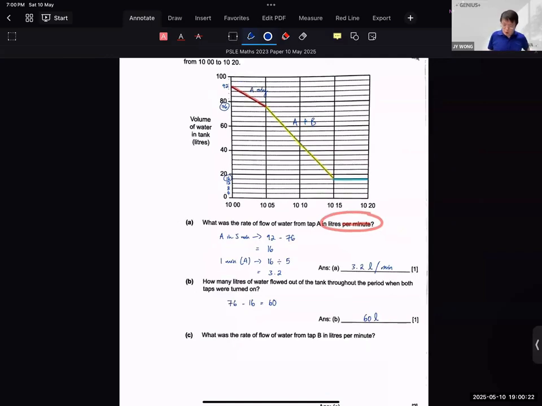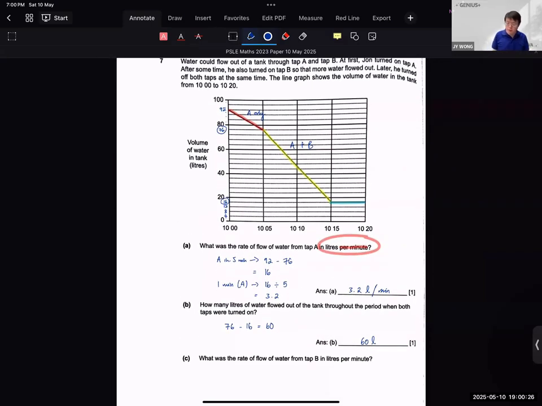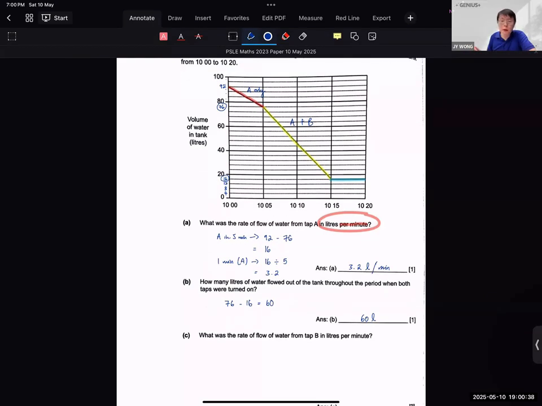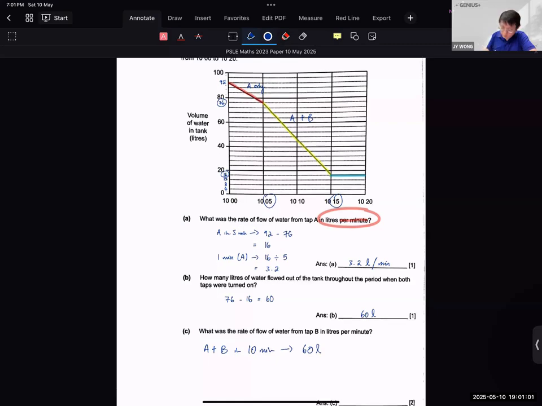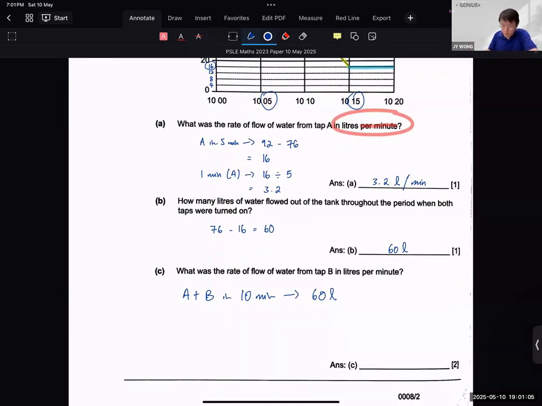Okay. Part C. What was the rate of flow of water from tap B in liters per minute? How to find tap B? We have to find the combined rate first, right? A plus B in 10 minutes. Why 10 minutes? Because 10:05 to 10:15 is 10 minutes. So in 10 minutes, 60 liters of water flowed out, right? This is A plus B.